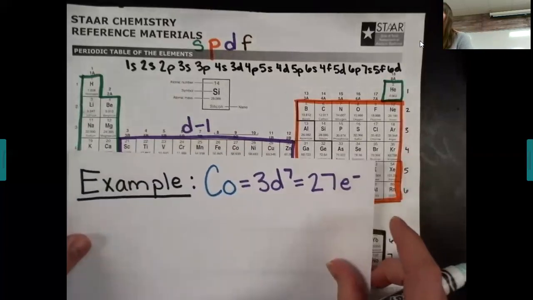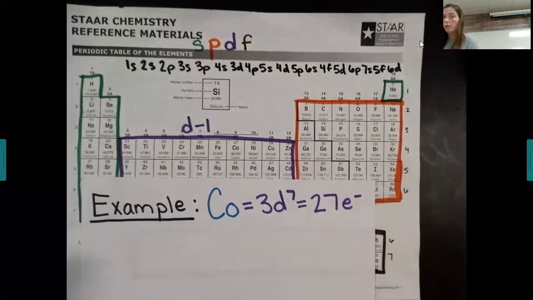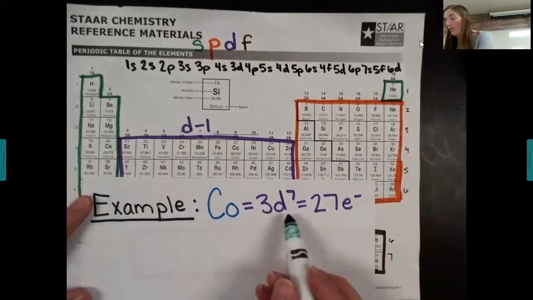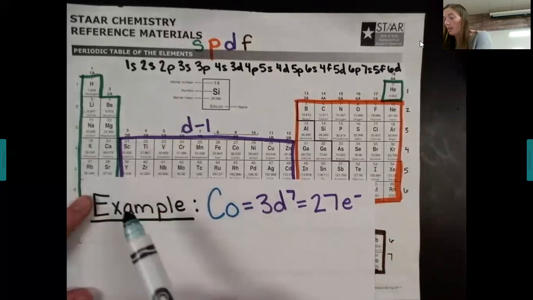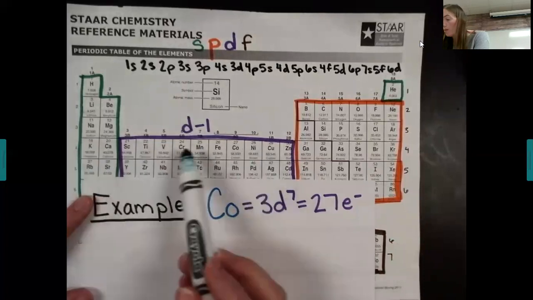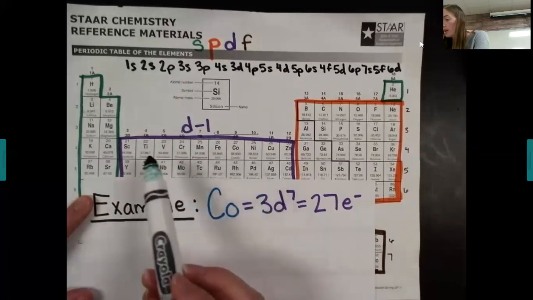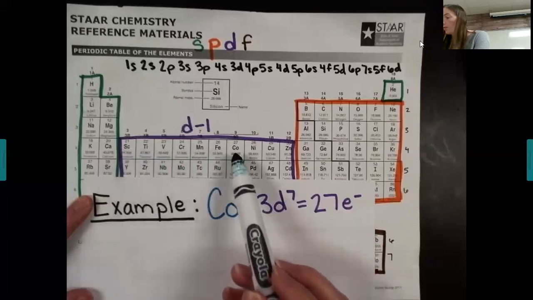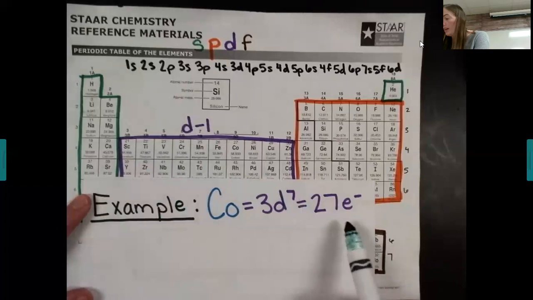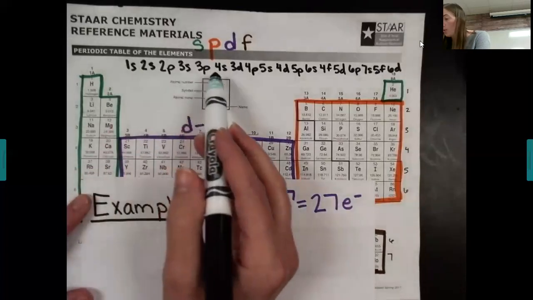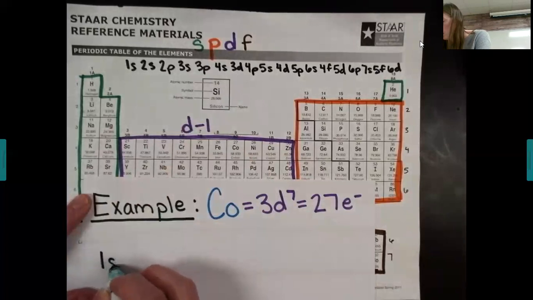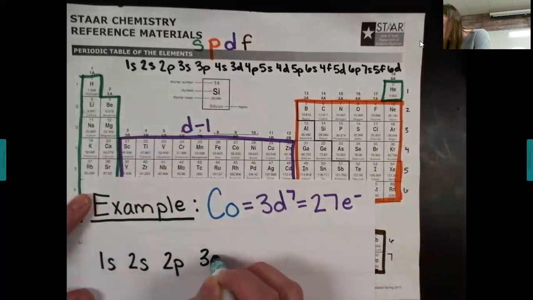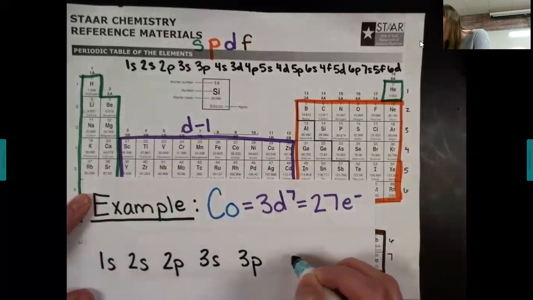All right, and my last example to do with you before you try some on your own is going to be cobalt. All right, so cobalt, we know the final is 3d7. Again, we did these with the orbital diagram. It's in the 4th period, but in the D block, so that's why we said 3, and it's the 7th one over, okay? And its atomic number is 27. Okay, so I'm going to start with 1 and write all the way to 3d. So 1s, 2s, 2p, 3s, 3p, 4s, and 3d.